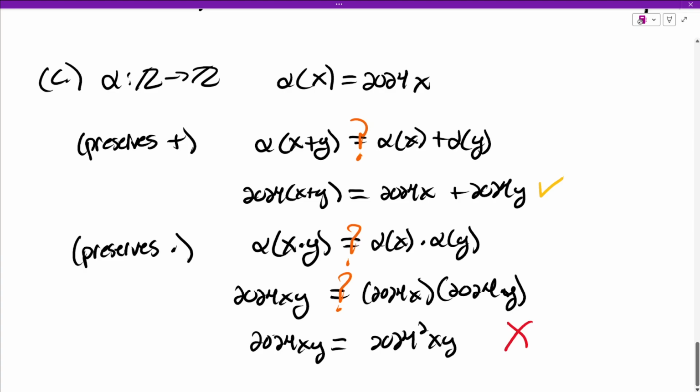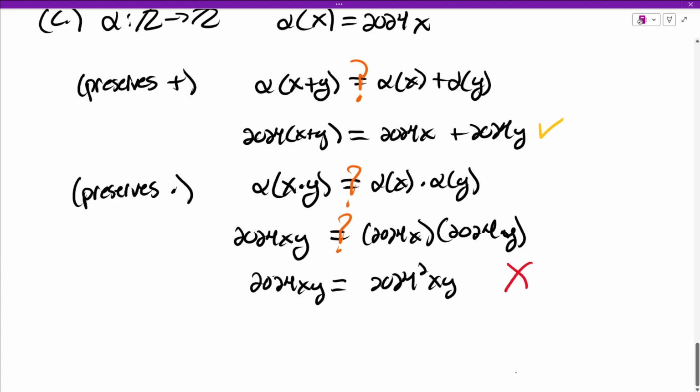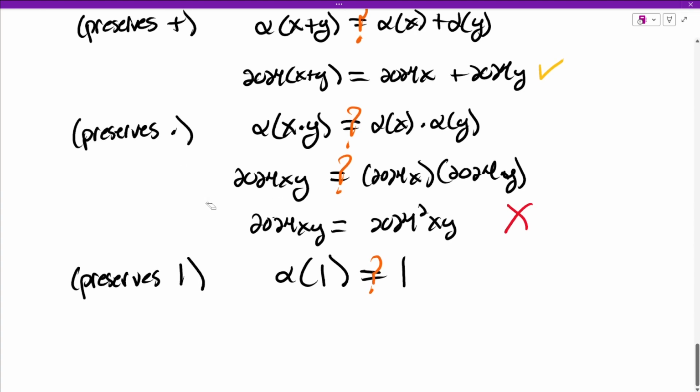Okay, great. And at this point, we know it's not a homomorphism. So technically, we can stop here. However, there is merit in understanding how things fail. It might be that it preserves 1, and maybe we learned something there. It doesn't, but it might. We don't know that, so we need to check. So again, at this point, we know it's not a homomorphism, but we're going to go through all the checks. So we want to know, is alpha of 1 equal to 1? Well, what does alpha do? It's the multiply by 2024 function. So is 2024 times 1 equal to 1? And the answer is certainly not.